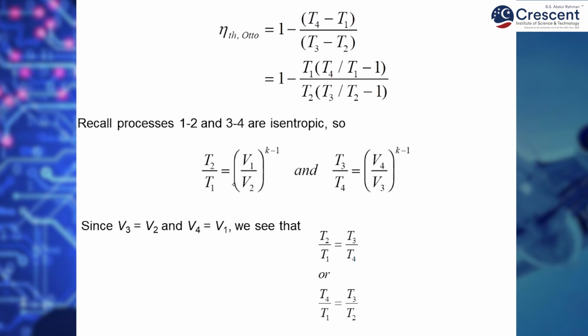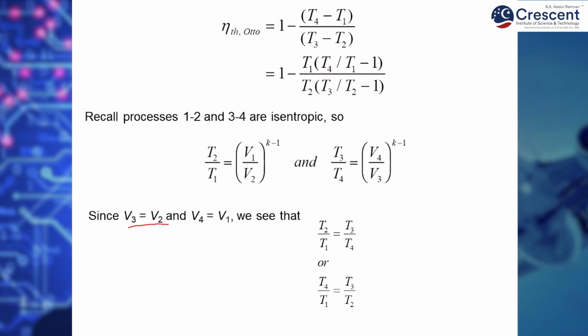So, this T2 by T1 can be written as R power gamma K minus 1. And similarly, for process 3 to 4, which is again a reversible adiabatic expansion process, T3 by T4 can be written as V4 by V3 power K minus 1. Here we know that V3 equals V2 and V4 equals V1, both are constant volume. 2 to 3 is a constant volume process and 4 to 1 is also a constant volume process.